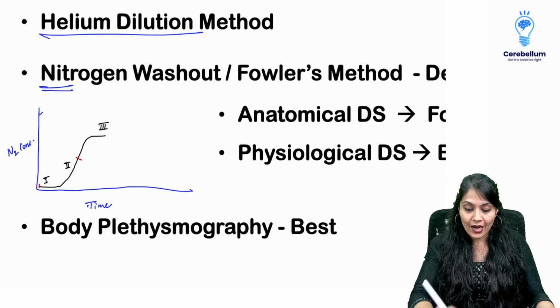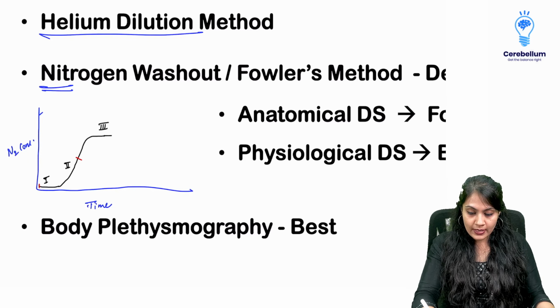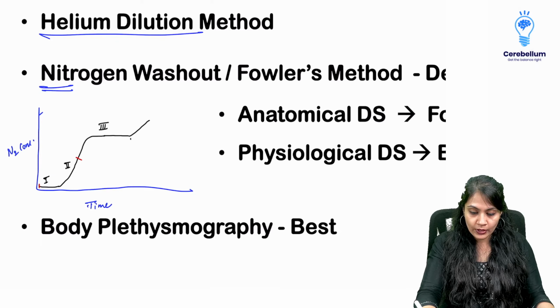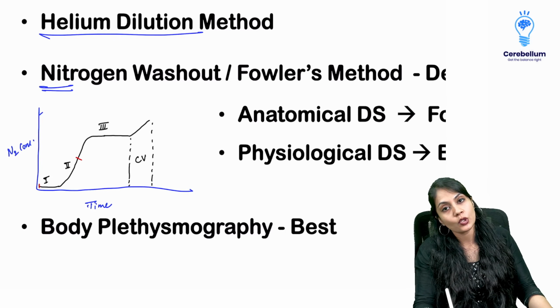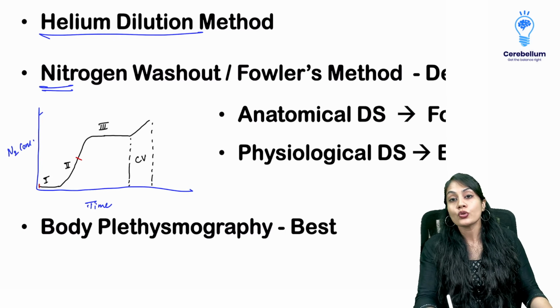All right. But after some time, what is going to happen is that your smaller alveoli are going to close. And suddenly the nitrogen concentration again starts to increase. So please remember, that's how you know that this is the CV, the closing volume. So not only the FRC, but you can also measure the closing volume with this. All right. Residual volume you cannot per se calculate. This is the phase 4.